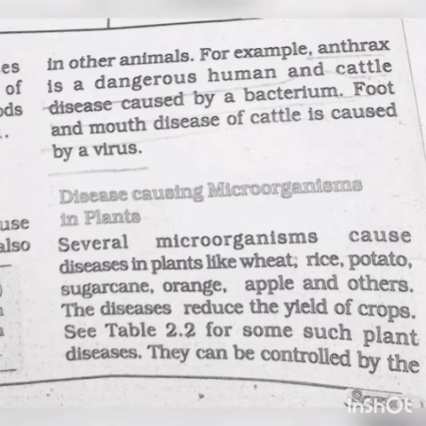Disease causing microorganisms in plants, not only animals but also plants. Already we have finished some common human diseases. Now the plant diseases. Several microorganisms cause diseases in plants like wheat, rice, potato, sugarcane, orange, apple and others. The diseases reduce the yield of crops. See table 2.2, some such plant diseases. They can be controlled by the use of certain chemicals which kill the microbe.